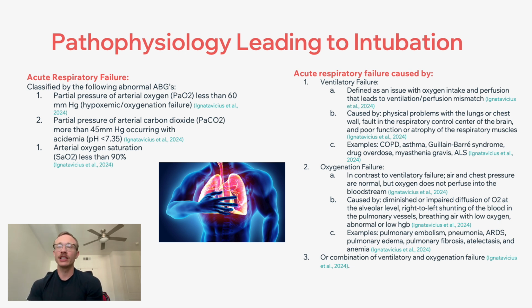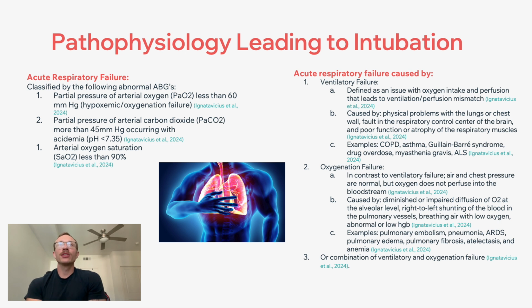And then you can have oxygenation failure. In contrast to ventilatory failure, air and chest pressure are normal, but oxygen does not perfuse into the bloodstream. This can be caused by diminished or impaired diffusion of oxygen at the alveolar level, right to left shunting of blood in the pulmonary vessels, and breathing air with low oxygen, or it can even be abnormal hemoglobin levels. And lastly, you can also have a combination of ventilatory and oxygenation failure that can lead to acute respiratory failure.